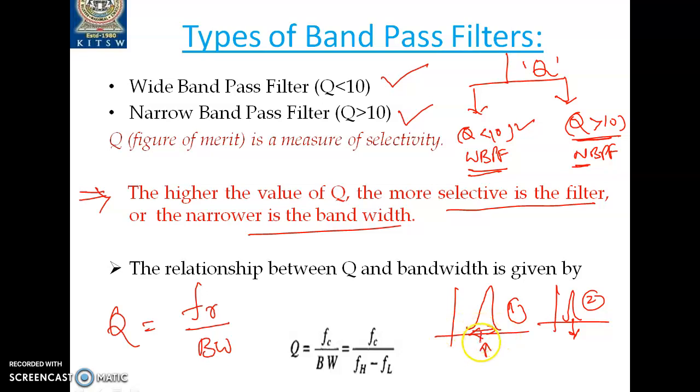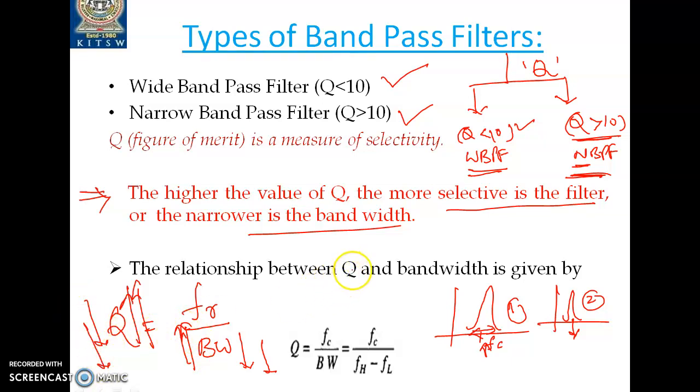So this I am calling the central frequency or the resonant frequency, both are the same. If you want to design a very small bandwidth, that means the quality factor will be high. If the quality factor is high, more than 10, then we call that a narrow band pass filter. So the narrow bandwidth you get means the quality factor will be high. Similarly, if the bandwidth is more, then obviously the quality factor will be less.